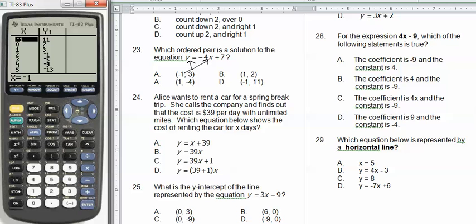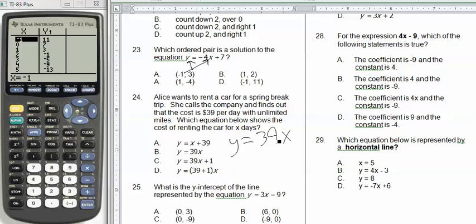So Alice wants to rent a car for a spring break trip. She calls the company and finds out that the cost is $39 per day with unlimited miles. So, which equation below shows the cost of renting the car for x number of days? So, there's no starting cost because it's not a mileage cost or a sign-up cost or anything. So this is direct variation. So it would be y equals $39 every day. Nothing to add to it.